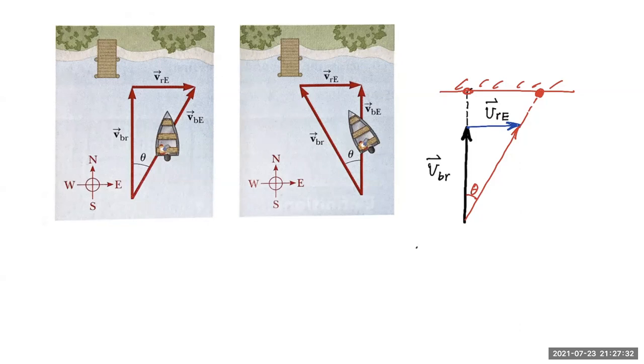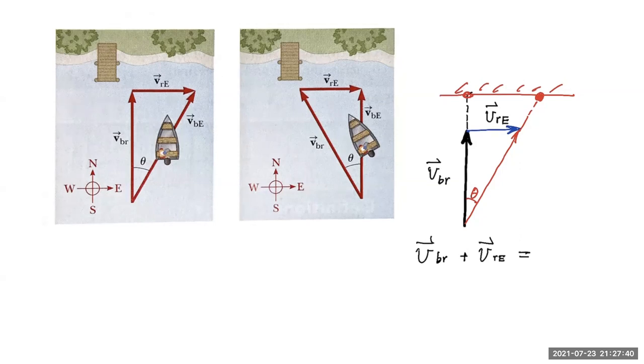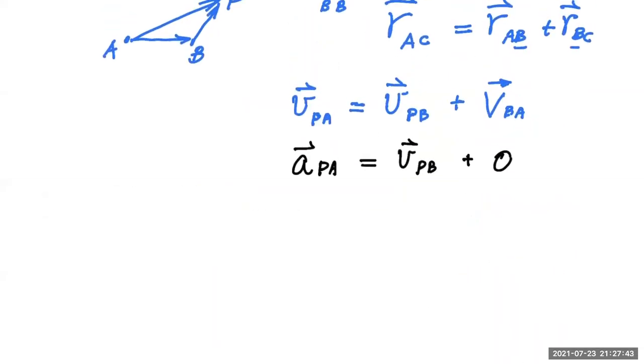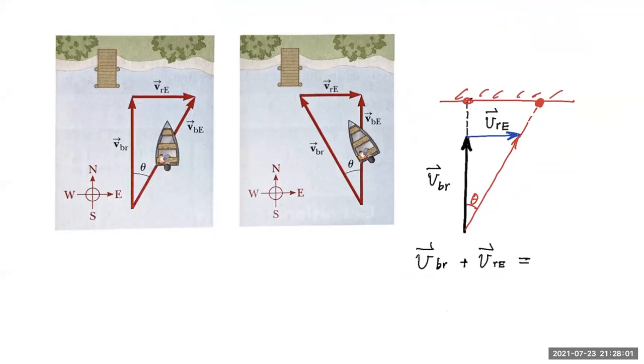Now, what is VBR plus VRE? Remember the convention that we just discovered a minute ago? Okay, VPA, here's P and A, so you have P and A, I can insert a pair of B's between P and A, so insert a pair of B's here, right? And the same thing here, between B and E, I can insert a pair of R's. So there's an R here, there's an R here. So this really is just V of what? BE. This is the velocity of the boat relative to the earth.